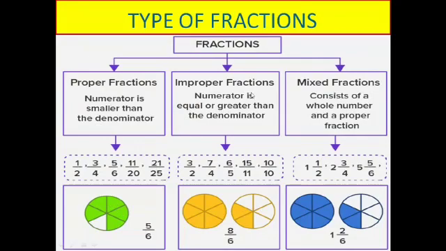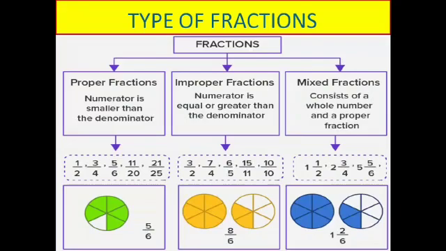For improper fraction, the numerator is equal to or greater than the denominator. 3 upon 2, 7 upon 4, 6 upon 5, 15 upon 11, 10 upon 10. All these are improper fractions.